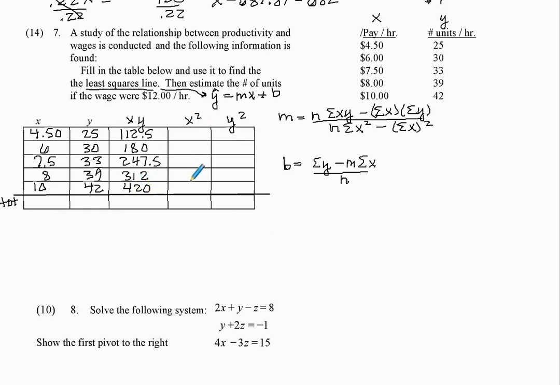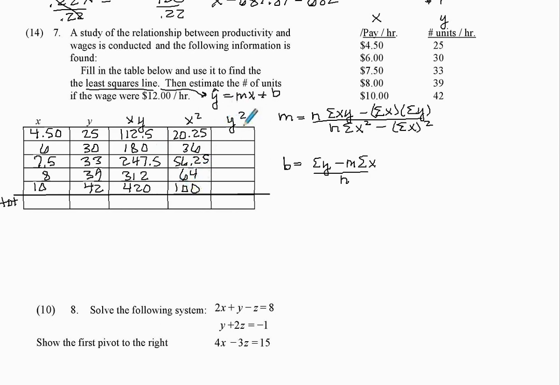The x squared column, take these x values and you square them. So 4.5 squared, 4.5 times 4.5 is 20.25. Again, this is calculator work. 6 squared is 36. 7.5 squared, 56.25. 8 squared, 64, and 10 squared, 100.